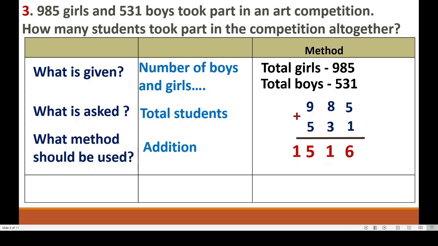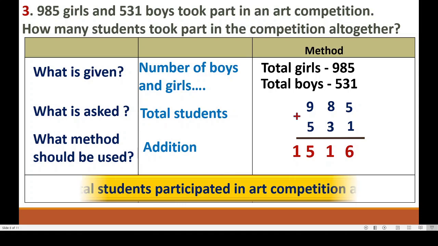Now this is our answer. Means these are the students who participated in art competition. Right? Like this we have to write answer. Total students participated in art competition are 1516. Got this? Nice.